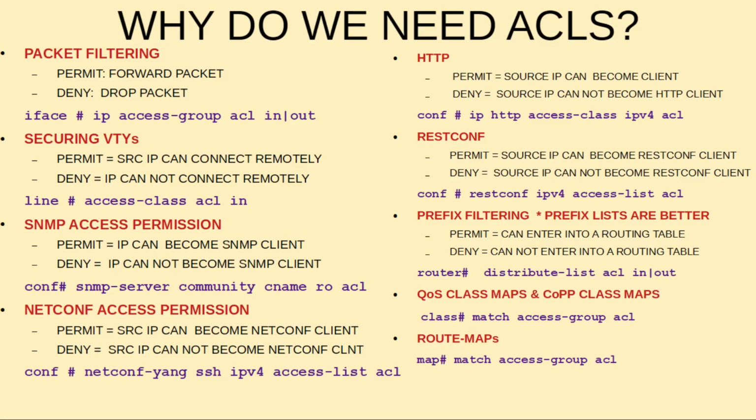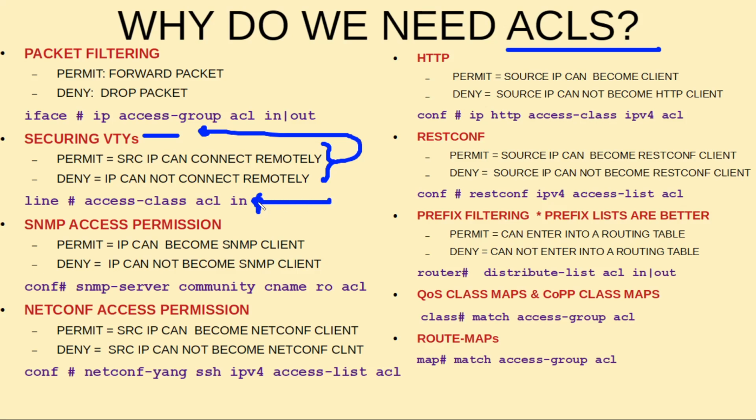And the next question will be, why do we need ACLs? The answer for Cisco is that we use ACLs for several features. We have tried to summarize most of the features where ACLs are used here, showing the feature name, the meaning of the permit or deny action within the ACL for this feature, and the command to use this feature.